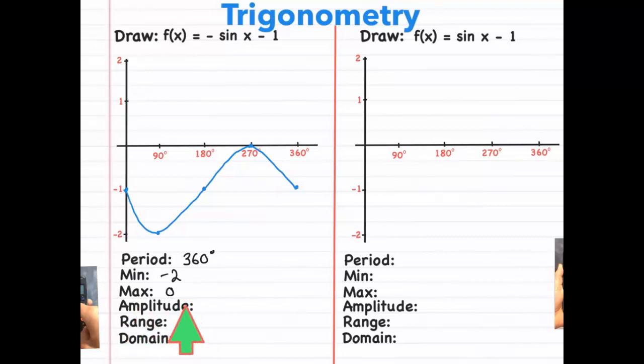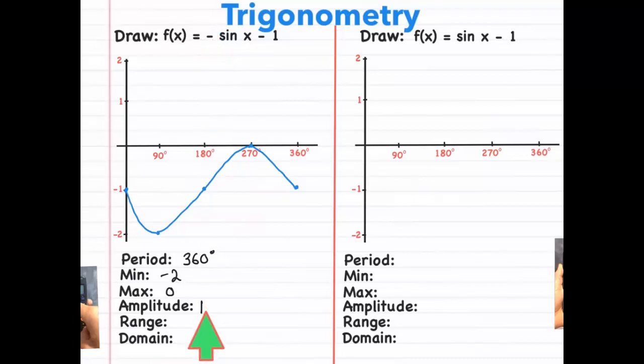Our amplitude, well, it goes from minus 2 all the way up in line with the 0, okay? And minus 2 to 0 is 2 units, divided by 2 is 1. So our amplitude is 1. And you can also see it right here at the front, even though it's a minus 1, we throw away the minus and we just write the positive value of the amplitude always.